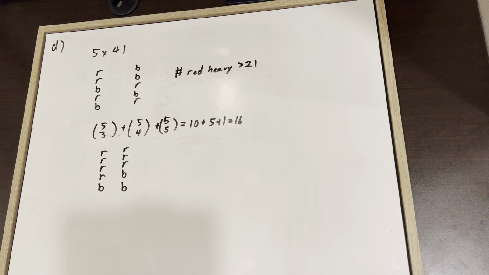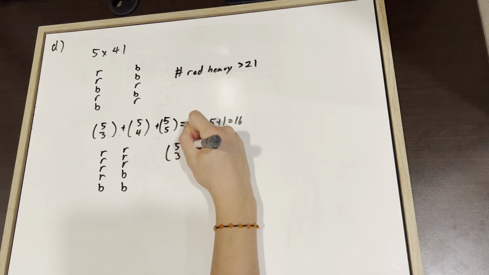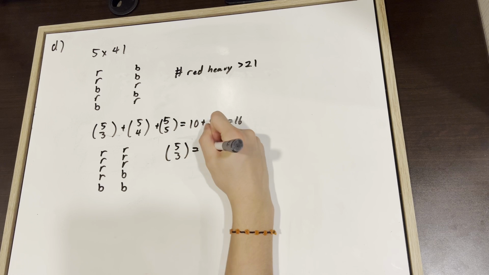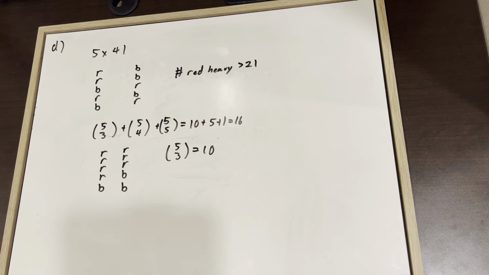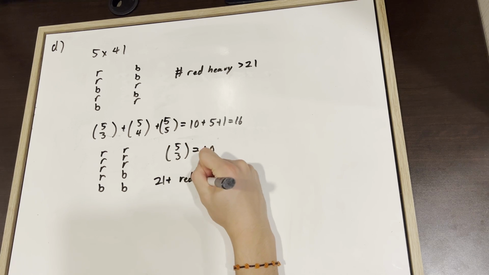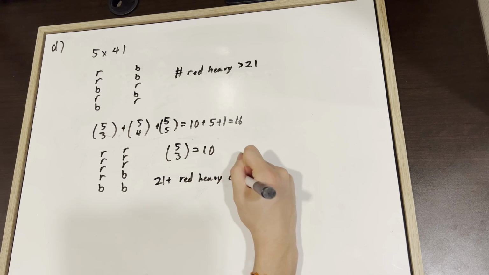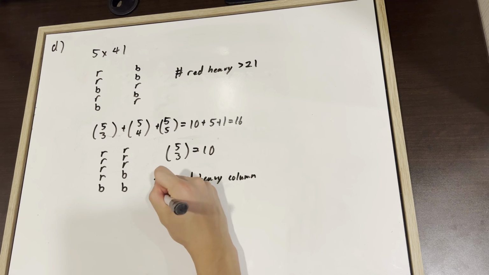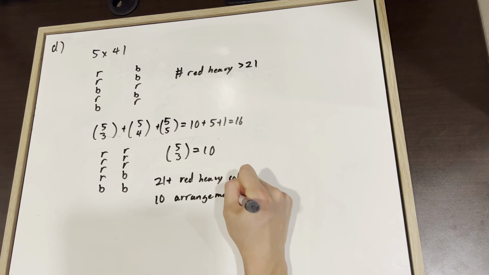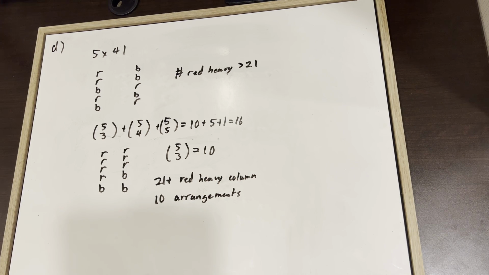If we take this to be true, then now there are only 5 choose 3 ways to make a column where there are more red cells than blue cells. 5 choose 3 is equal to 10. Now we have to make use of the extended pigeonhole principle. So we have 21 or more columns that are red heavy, but only 10 arrangements. We have to have at least 3 columns that have the same arrangement of red cells. Thus, this proves our hypothesis.